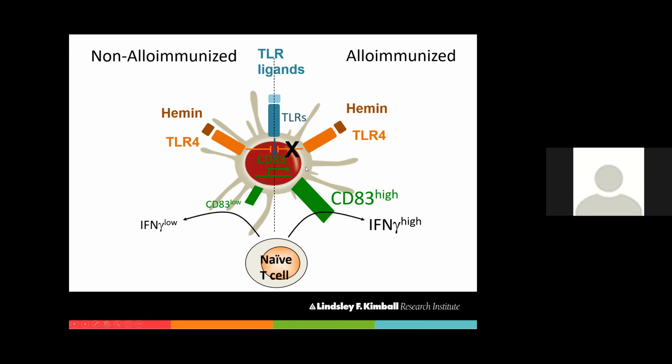In alloimmunized patients, this signal somehow doesn't work. We don't know where it is exactly, but it doesn't work. As a result, you have a lot of CD83, which is more pro-inflammatory, and the patient is at a higher risk of alloimmunization. So this is where we are. This is just an example of how we're going about it. Of course, it's not a prospective study where we've seen a non-alloimmunized patient become alloimmunized. That's the gold standard, that's where we're going.